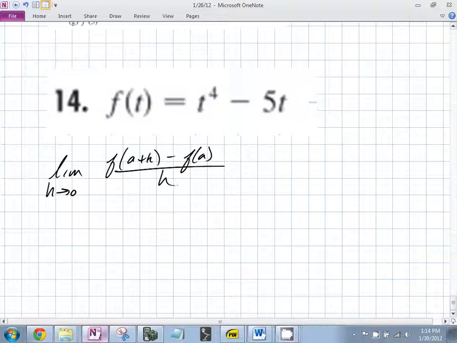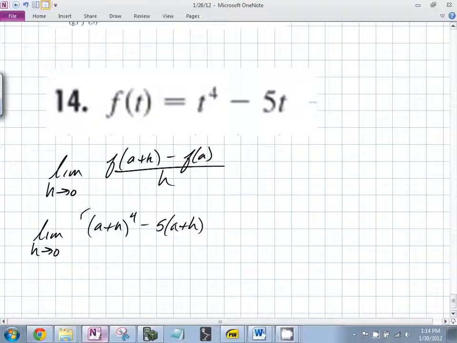You plug in a plus h, and it kind of gets scary because now you're looking at this. The limit as h goes to 0 of a plus h to the 4th minus 5 times a plus h. That's the first thing, right? That's when you put in, that's f of a plus h right there. Minus 5 times, oh, sorry. Nope. Minus a to the 4th minus 5 times a, over what?